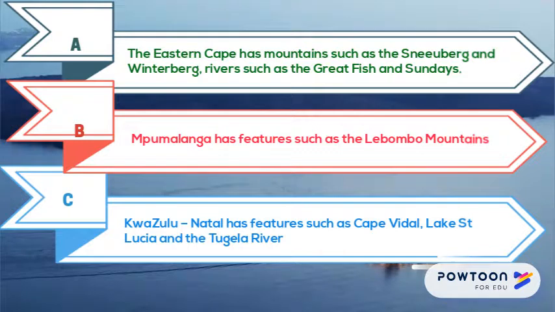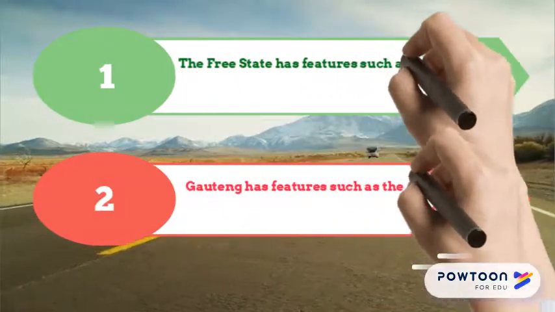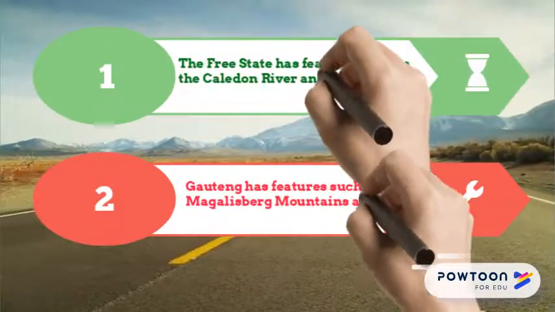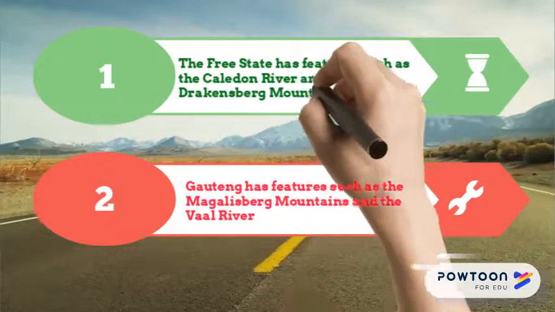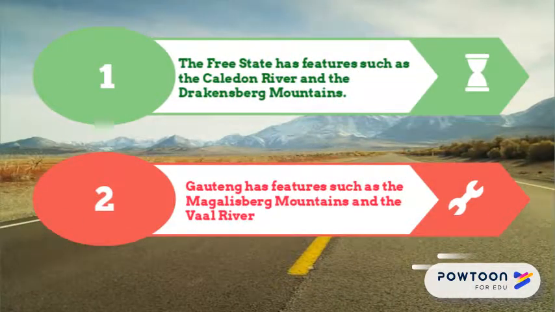Mpumalanga has features such as the Limpopo Mountains. KwaZulu-Natal has features such as Cape Vidal, Lake St. Lucia, and the Tugela River. The Free State has features such as the Caledon River and the Drakensberg Mountains. Gauteng also has features such as the Magaliesberg Mountains and the Vaal River.